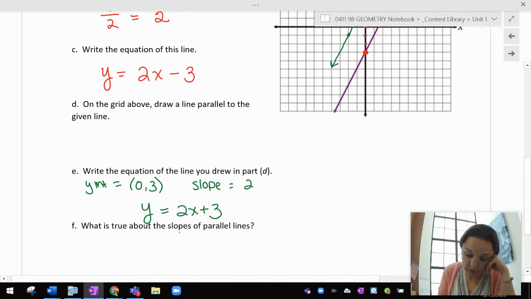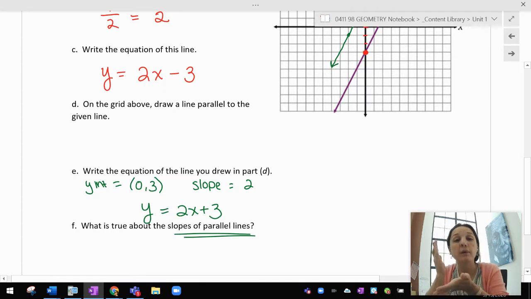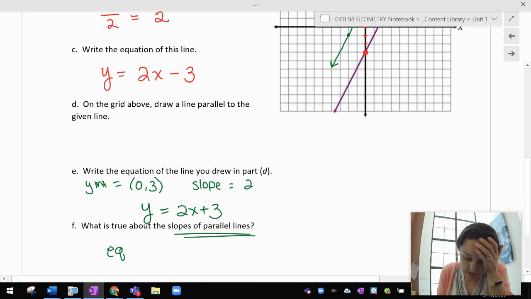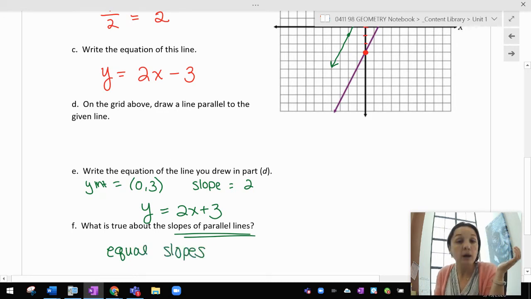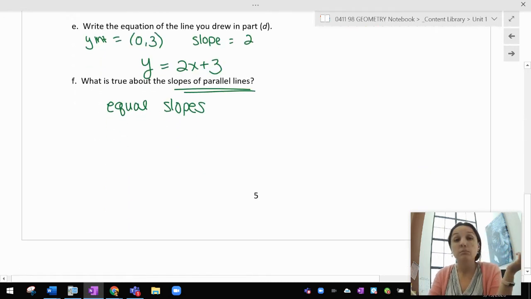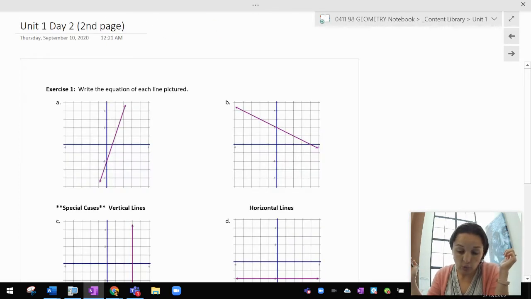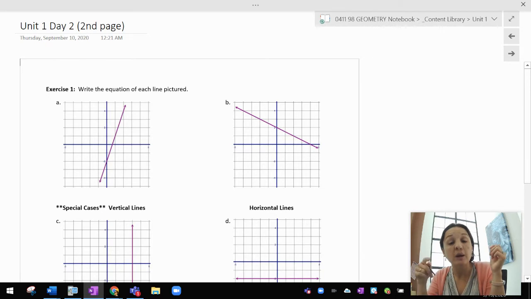And then what is true about the slopes of parallel lines? We've already said it. Parallel lines have equal slopes. Equal slopes. Ta-da! Page 1 done. Now, page 2. Write the equation of each line pictured.